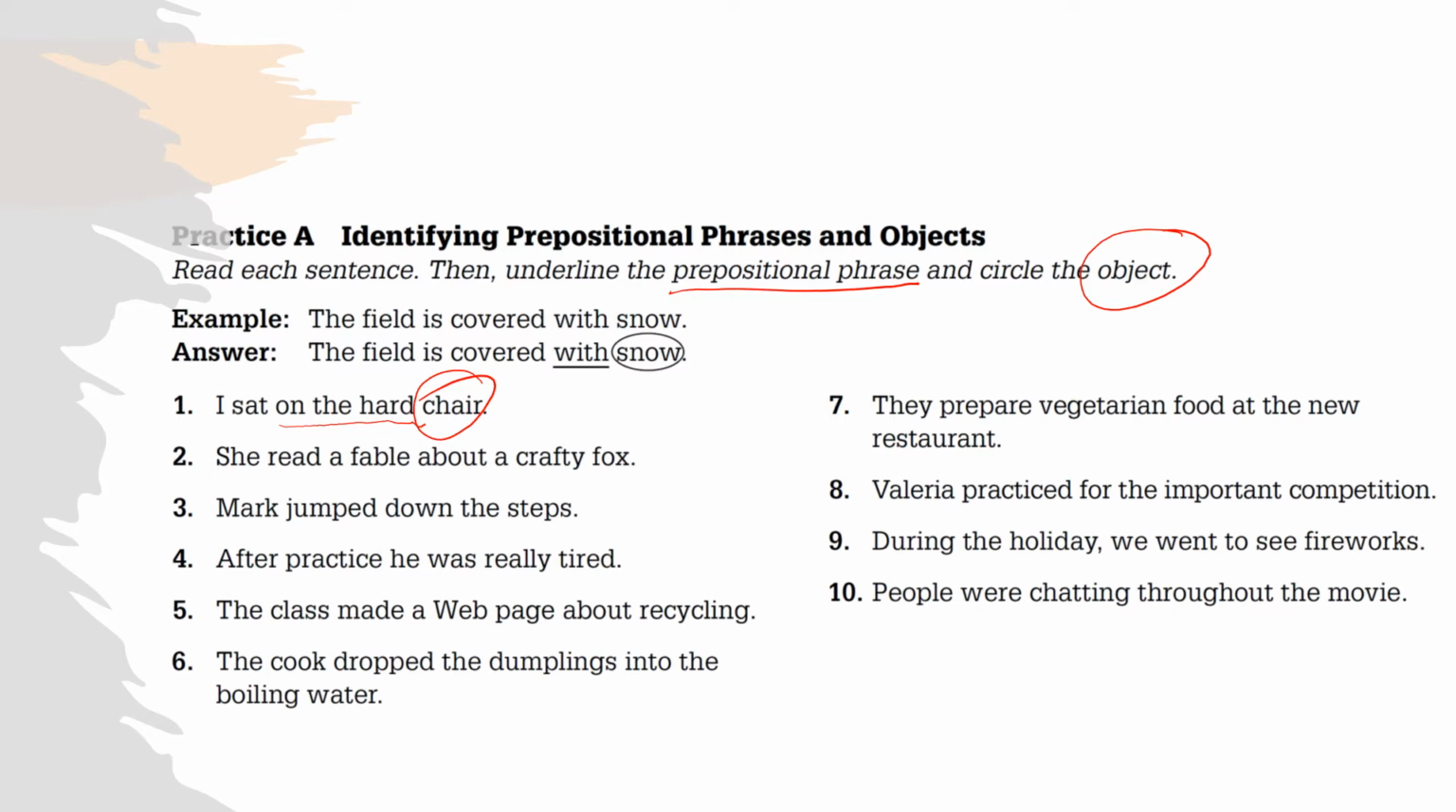She read a fable about a crafty fox. So we have about a crafty fox. And number three, we have down the steps. Here we have after practice. The class made a web page about recycling. The cook, remember, all of those are prepositions. We are not talking about adverbs yet. The cook dropped the dumplings into, so we have into the boiling water.